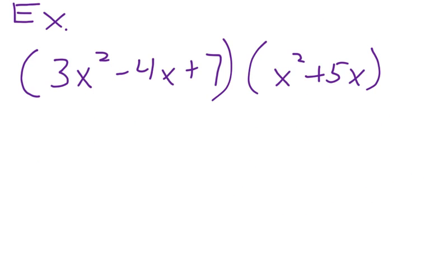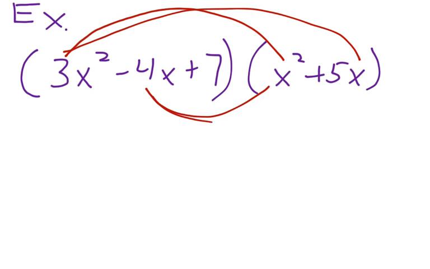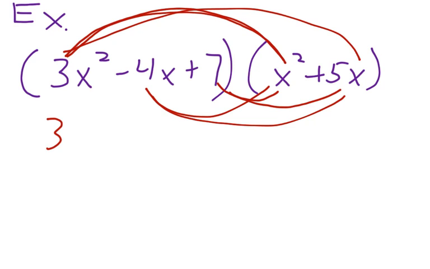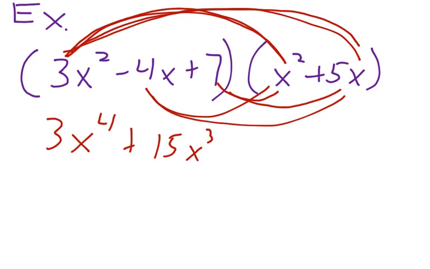Actually, I decided to do a trinomial times a binomial. So we multiply the first term by everything, the second term by everything, and then the third term by everything. And you can see it gets a little confusing once you have a trinomial in there. But I'll go ahead and work it out so you can see it. So 3x squared times x squared, our first terms, gives us 3x to the fourth. And then 3x squared times 5x gives us 15x to the third. Notice I'm adding the exponents because I'm multiplying.